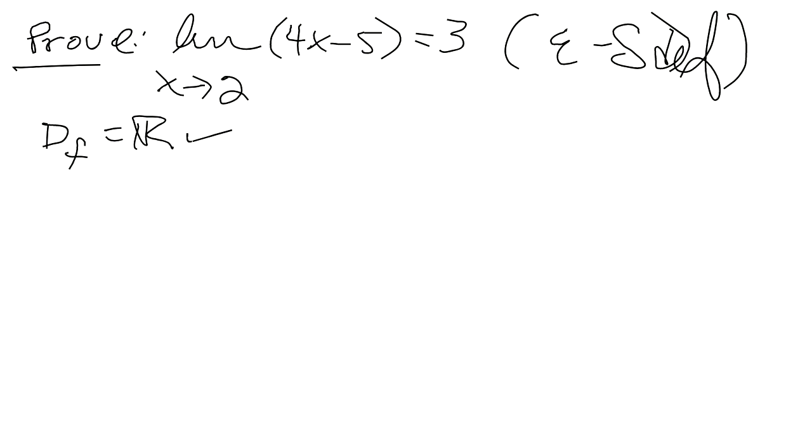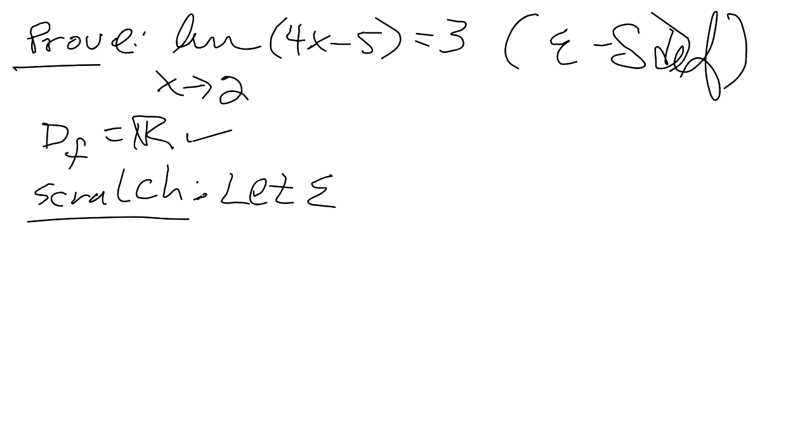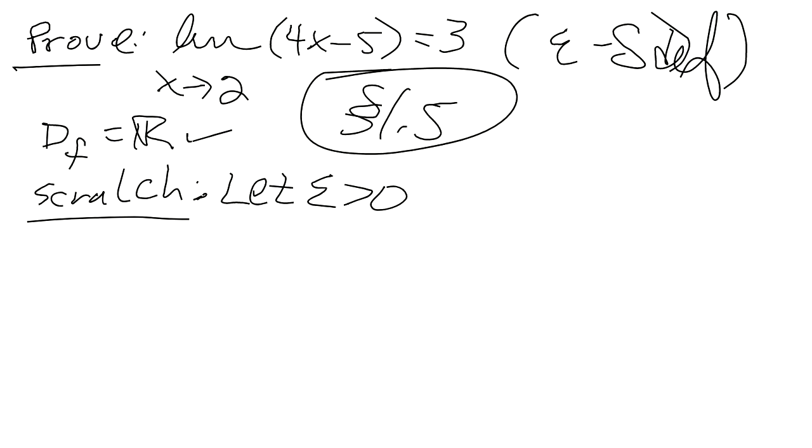So we need scratch work. Let epsilon be any number greater than 0. So this is section 1.5 stuff that I'm doing right now. But we're going to let epsilon be greater than 0. And what I need to do now is I need to find my delta greater than 0 such that, so that's the backwards curvy E, find that delta greater than 0 such that what?